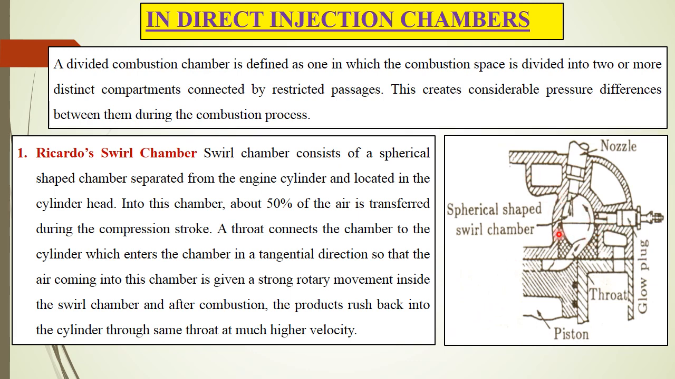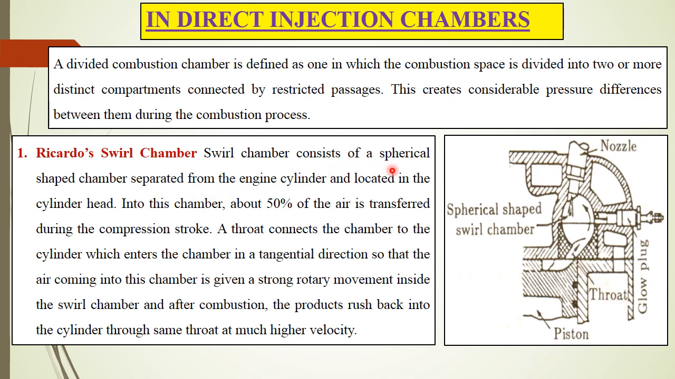Here the figure is shown. This is a spherical-shaped swirl chamber. This additional chamber is provided in the cylinder head, and it is connected with the main chamber through a restricted passage known as a throat.